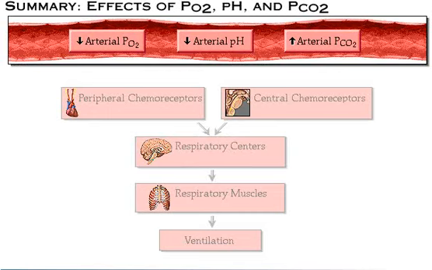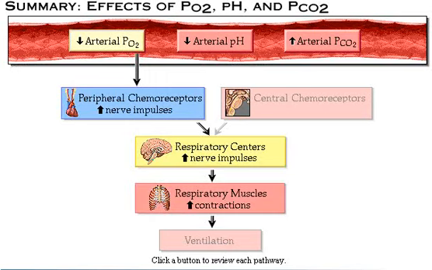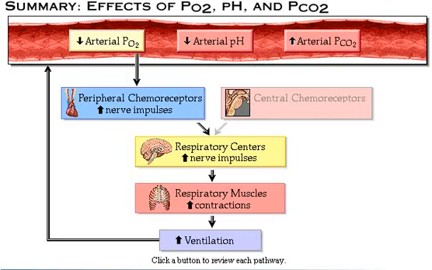This chart summarizes how the three major chemical factors, PO2, pH, and PCO2, modify breathing rate and depth. Click a button to review each pathway. When the PO2 drops below 60 millimeters of mercury, the peripheral chemoreceptors send nerve impulses to the respiratory centers. The respiratory centers send nerve impulses to the respiratory muscles, increasing ventilation. More oxygen is inhaled, returning the PO2 to normal levels.